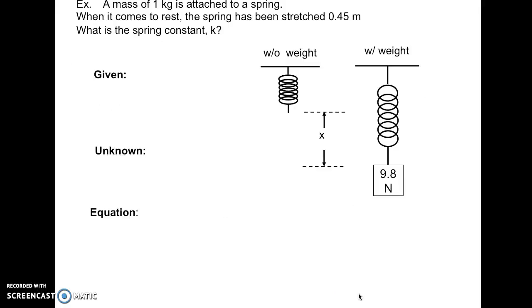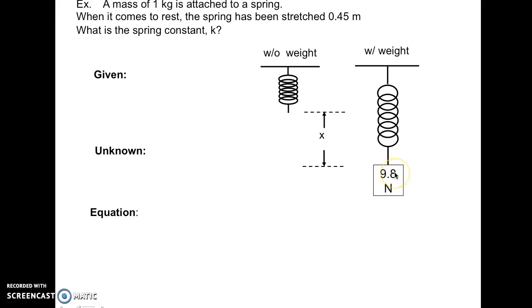So let's look at one example. A mass of 1 kilogram is attached to a spring. When it comes to rest, the spring has been stretched 0.45 meters. What is the spring constant K? All right, so without the weight attached, we have this spring, and it is fixed on one end. So we can say maybe it's attached to the ceiling, and then when we put the mass of 1 kilogram on there, it pulls the spring down. Hopefully that's intuitive. And we know the weight of this 1 kilogram object is 9.8 newtons.